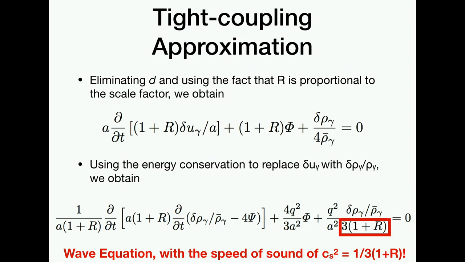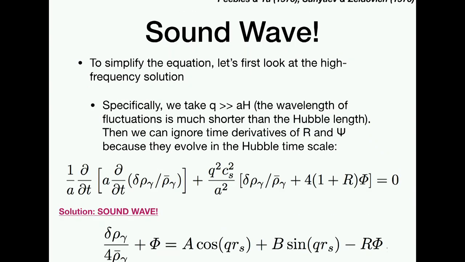Here we have 1 plus R automatically. And this is exactly what we got from this heuristic argument using c_s squared equal to delta P over delta rho. Right? Conservation equations know about that. We automatically get that.